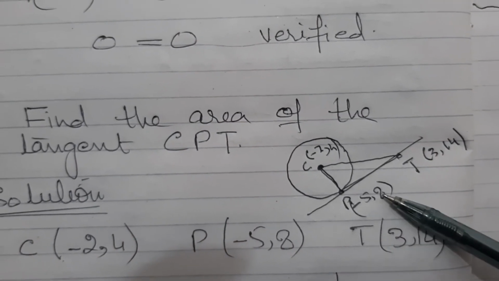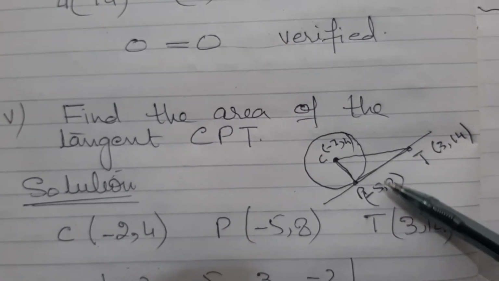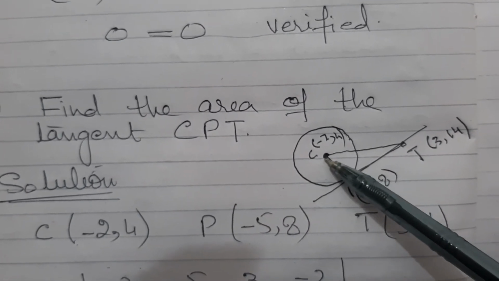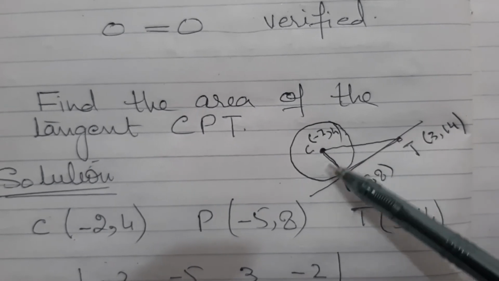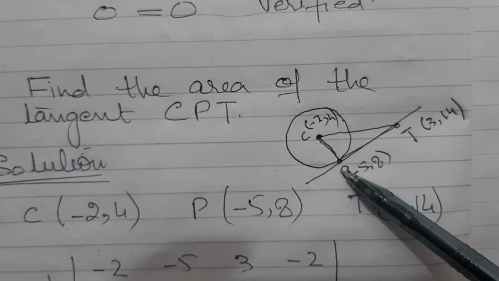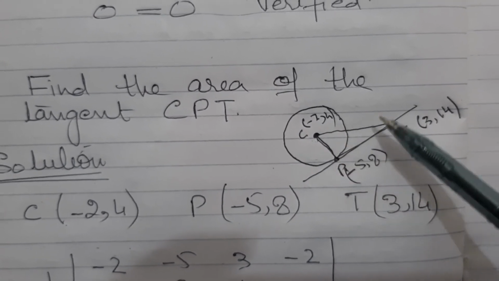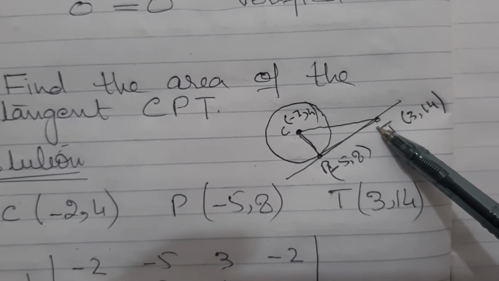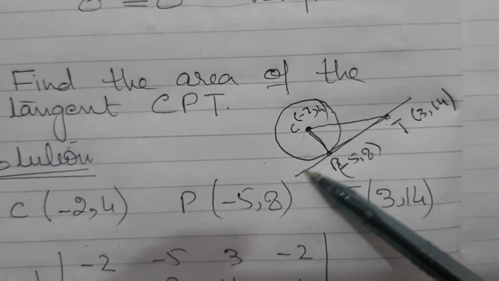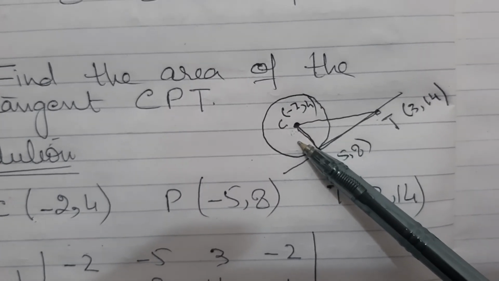Here is the visualization, because the question is saying find the area of the triangle CPT. Basically it is the area covered by the points CPT, right? Now we know C is the center of the circle. P is the point of the tangent where it is meeting the circle. And T is another point on the tangent. So if you visualize, it is making a right angle triangle, because I told you tangent and radius are perpendicular. So we can apply the formula half into base into height.